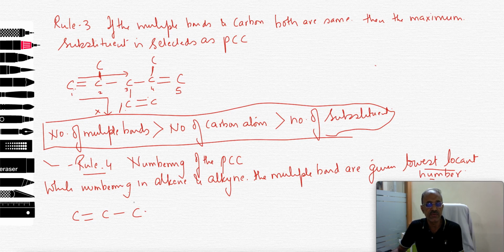Take for instance, I have to give the numbering. Suppose 1, 2, 3. But the numbering has always to be given from the multiple bonds, so that they get the lowest locant number, the lowest numerical value. Here it is 1, the first carbon has a double bond. If I go from the other side, 1, 2, then the second carbon has it. So this is the correct one, and this is the wrong one.